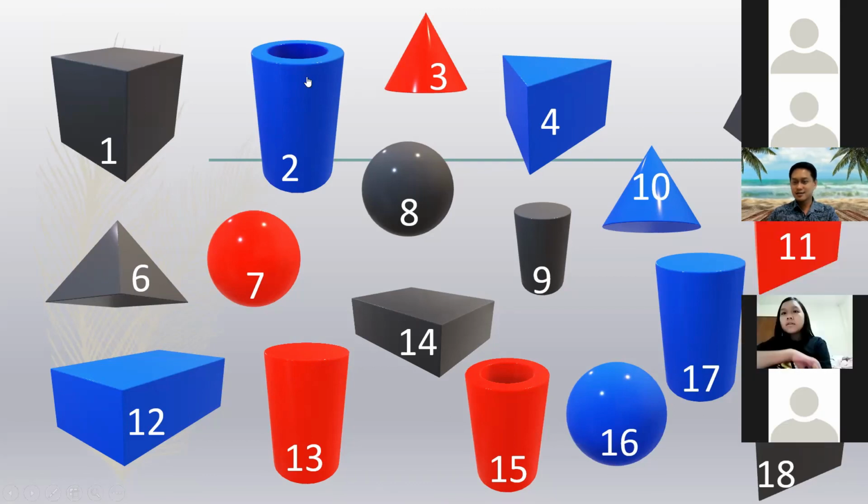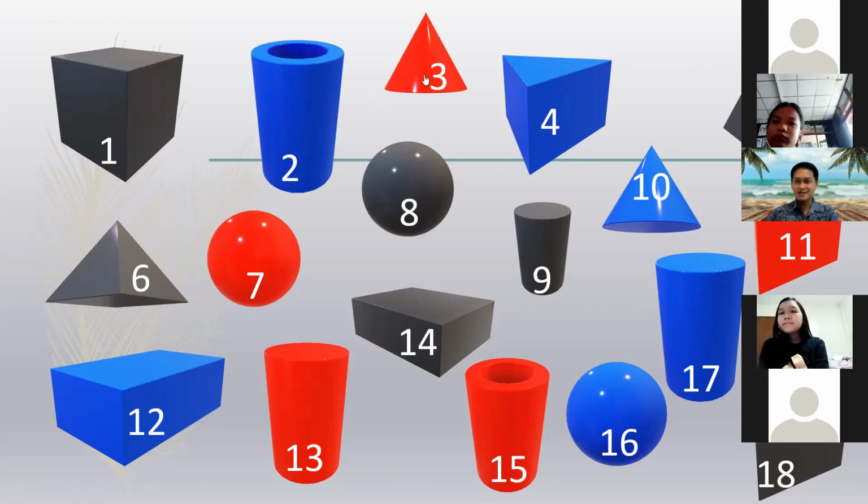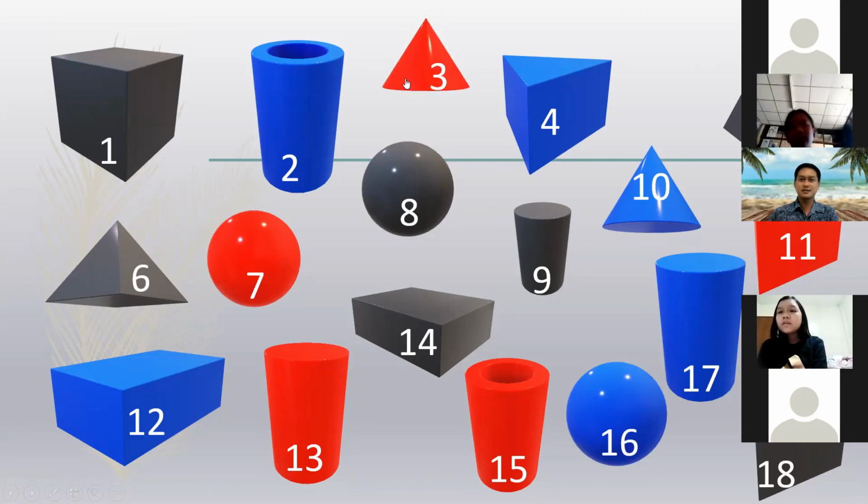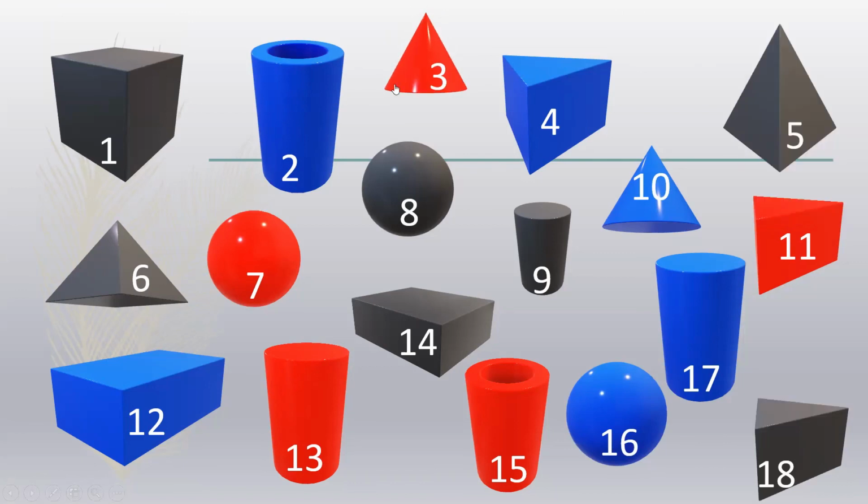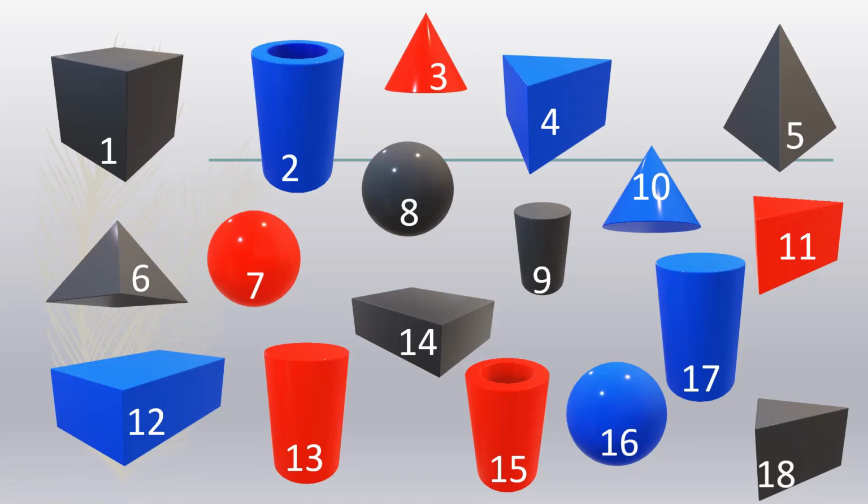Me. Who's that? C game. Cylinder. Okay, C game said cylinder. Yes, very good. How about number three? What shape is this? Me. Cone. Okay. So if you can answer, everyone can answer. Number four. What shape is this? Prism. Very good.